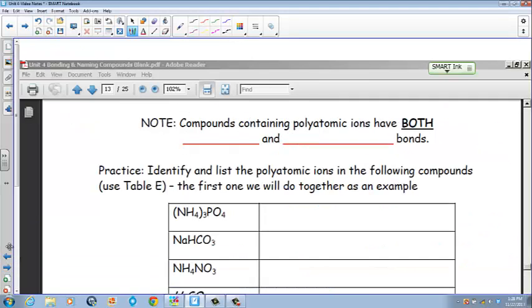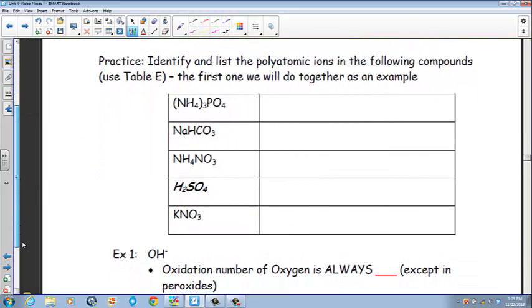Okay, so let's note one thing here. Compounds containing polyatomic ions have both, and we talked about this before, ionic and covalent bonds. The ionic bond is occurring between the positive polyatomic ion and the negative metal, or a positive polyatomic ion and a negative polyatomic ion. So let's look at this. We're going to practice a little bit.